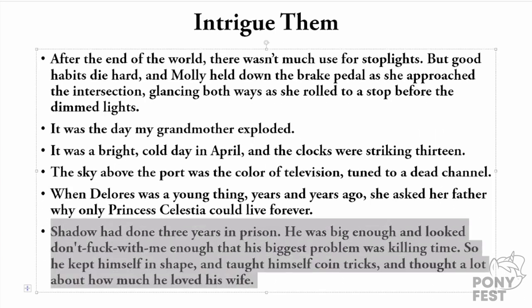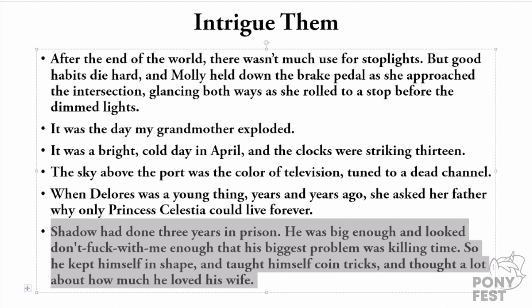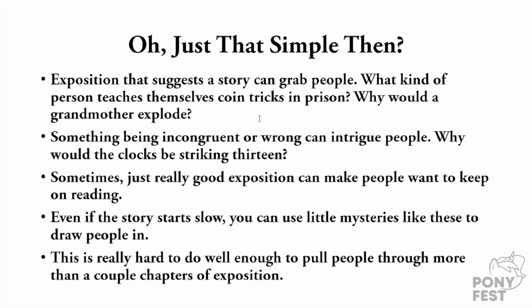The opening of American Gods, which now that I'm thinking about it, I probably shouldn't have used, talks about how Shadow is a man who was in prison for 3 years. And so he kept himself in shape, taught himself coin tricks, and thought a lot about how much he loved his wife. And so this serves as a means of basically pulling the audience in. The start of American Gods actually starts out with a lot of exposition, world building, fill in the stuff. And one of the ways it tricks people into reading it, okay, I should say tricks, but it's actually a really good book, is that it tries to intrigue you.